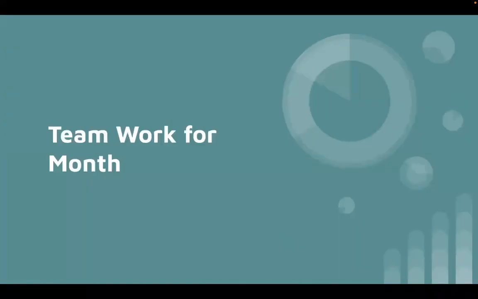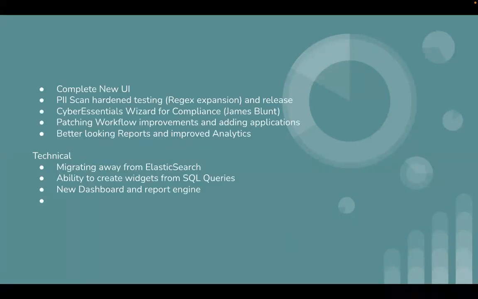So what are we looking at from a team work perspective for this month? We are releasing the complete new UI this month, in fact, early in the first half of this month. Second is that we are going to be doing hardened testing of the PII scan and then releasing it this month. Then we have James Blunt, who gave us the complete requirements for the Cyber Essentials Wizard for compliance, which we are going to be releasing this month. There are a lot of tickets where we are being asked for certain patching workflow improvements and adding new applications, which we have pipelined for this month.